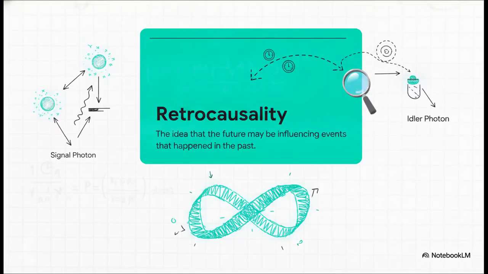This leads to a wildly debated concept known as retrocausality. Since the signal photon lands before the idler is measured, the results wildly suggest that measuring the idler photon in the future somehow altered the signal photon's behavior in the past. Now, lots of scientists strongly debate whether this experiment actually proves retrocausality, but what is absolutely undisputed is that distance and time do not break the connection between these entangled particles.